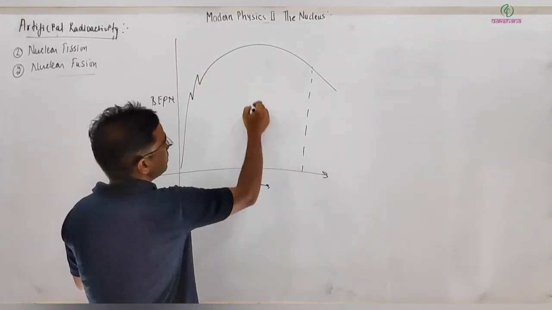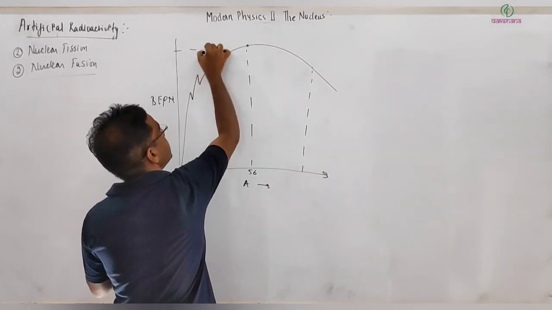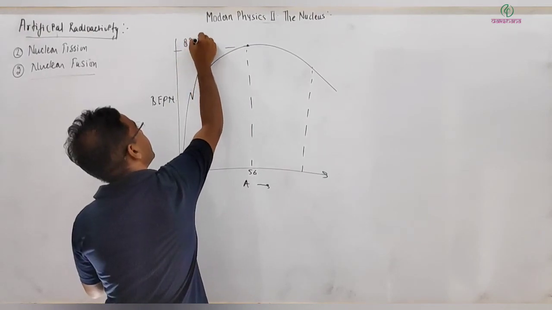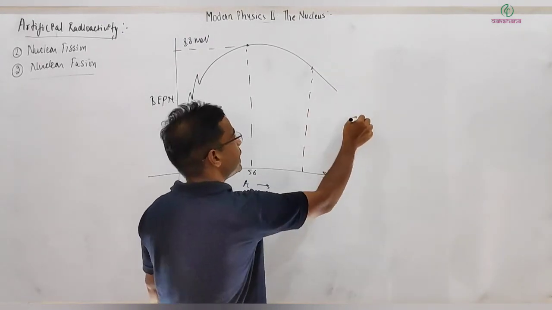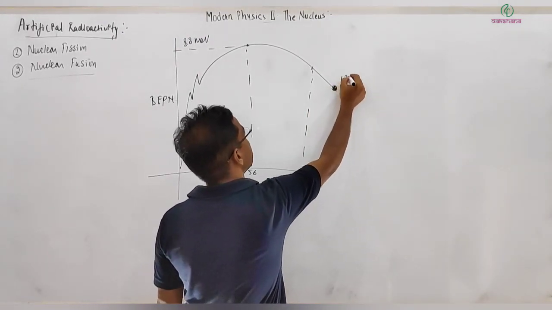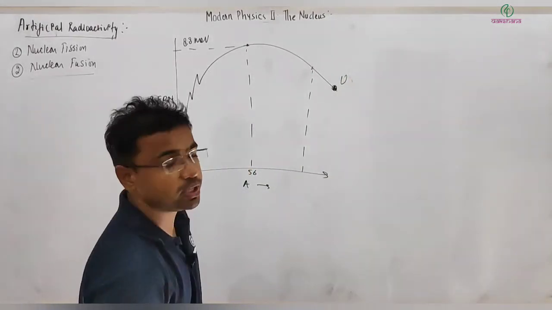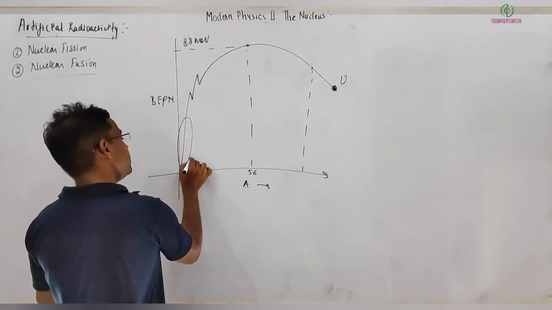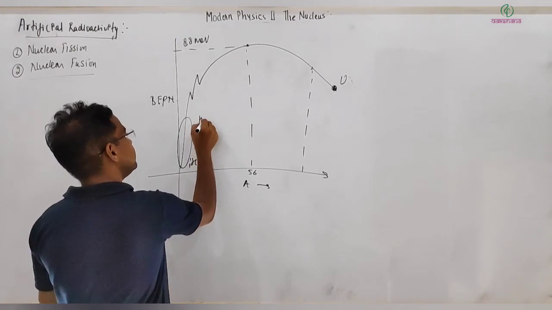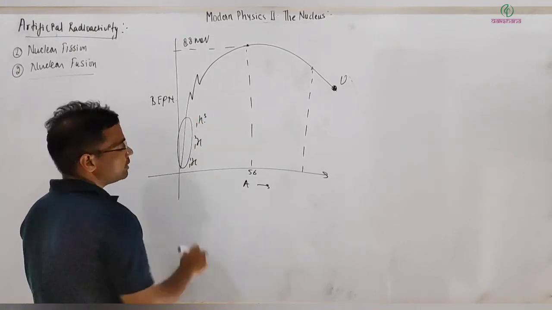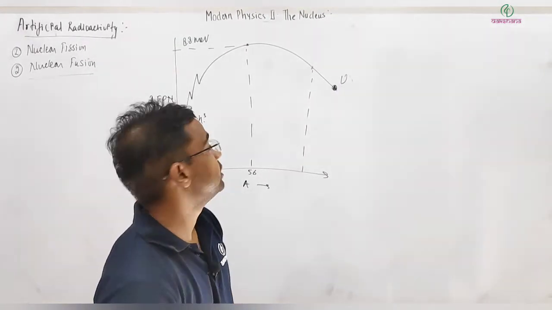For atomic weight of 56, that is iron, the binding energy per nucleon is around 8.8 MeV. As we go beyond 200, it decreases, and for uranium the binding energy per nucleon is smaller. And if we talk about hydrogen, deuterium and tritium, their binding energy is also very small. So now here we have two possibilities.